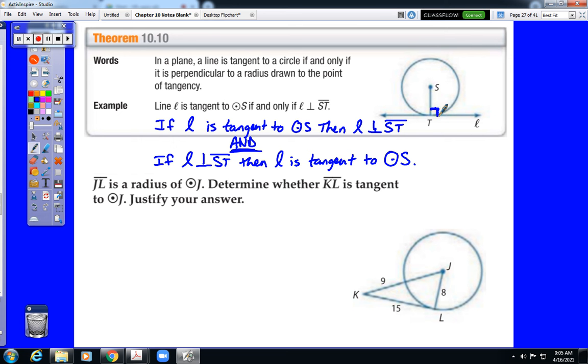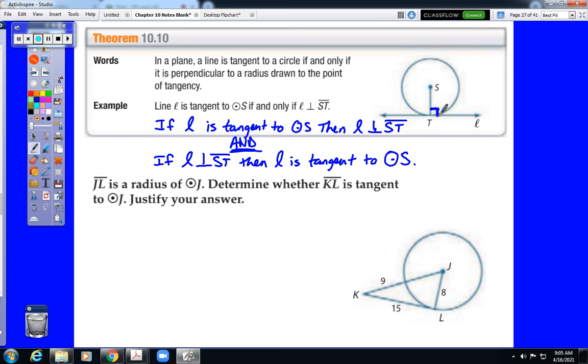We'll start with showing that a line is tangent to a circle. Okay? So in the example here, JL is a radius of circle J. That means L lies on the circle. Notice that JL is listed as being 8 units long in the picture. It says determine whether KL is tangent to circle J.